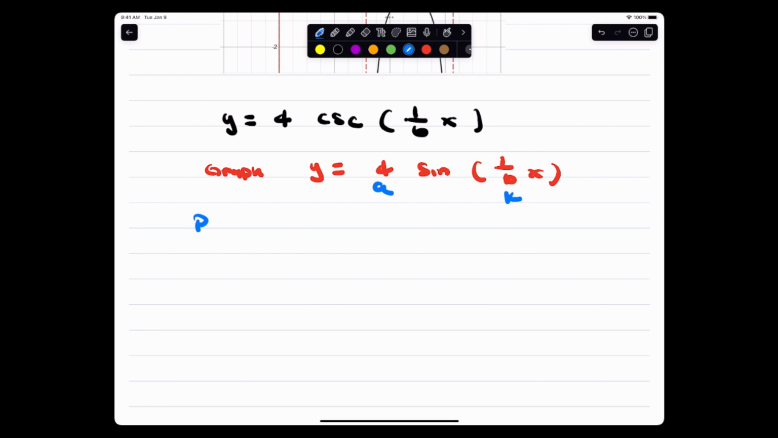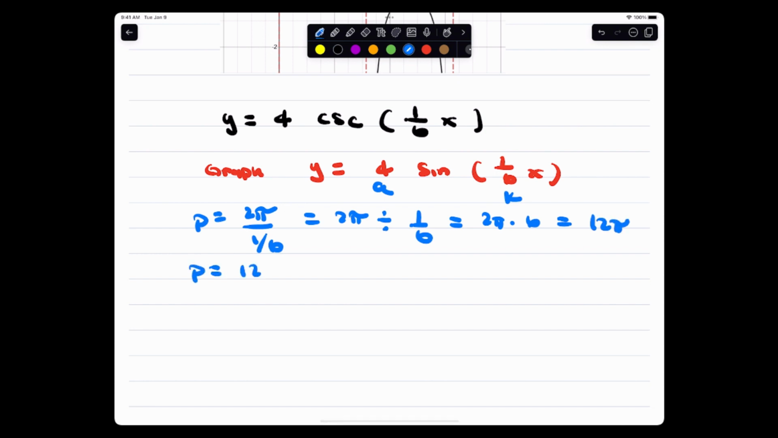A, K, your period is 2 pi over K. What's K? 1/6, which is 2 pi divided by 1/6, which will be 2 pi times 6/1. So isn't your period 12 pi? 12 pi. Okay, now, interval of one cycle, start where? At 0 and at the period, 12 pi.